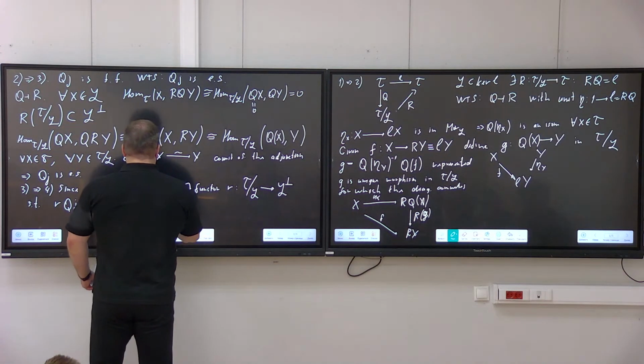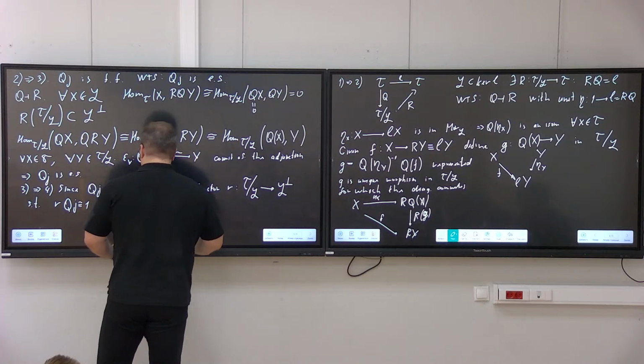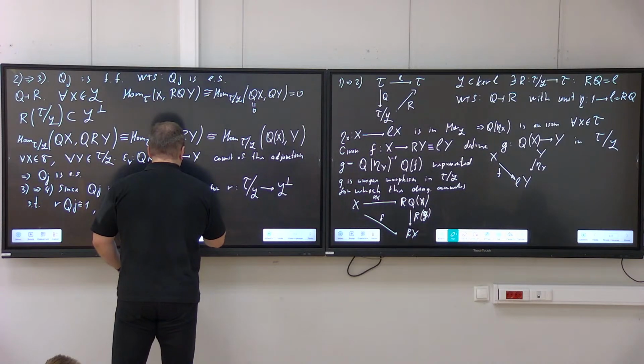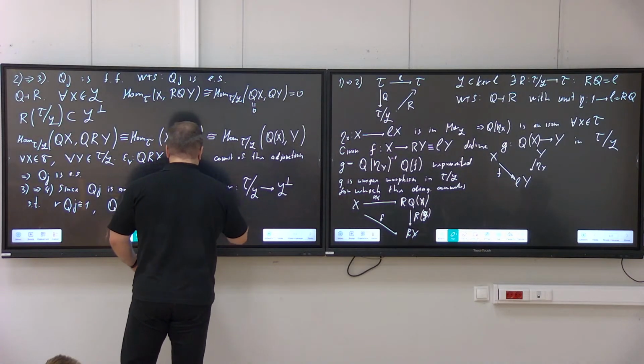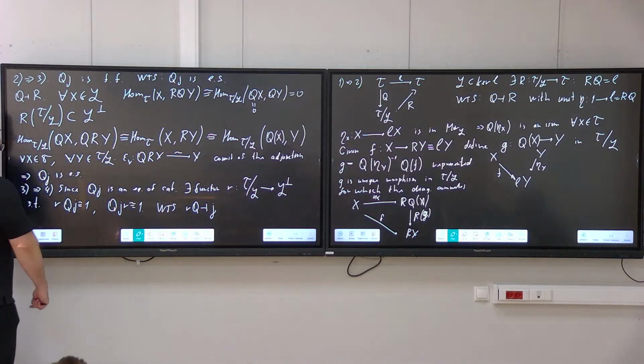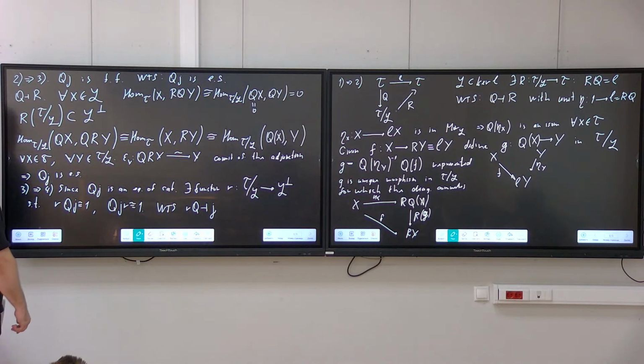So what I want to show is that the composition of r and Q is the left adjoint functor of the functor J. One of the claims I want to show is that J has a left adjoint. So I claim that the left adjoint is rQ.